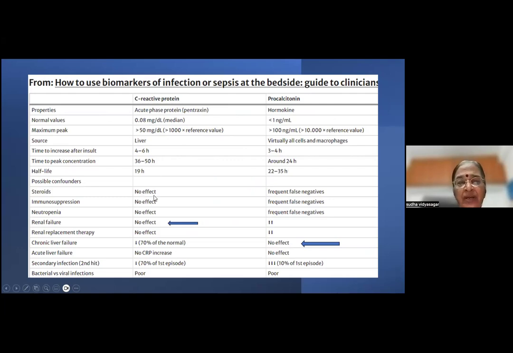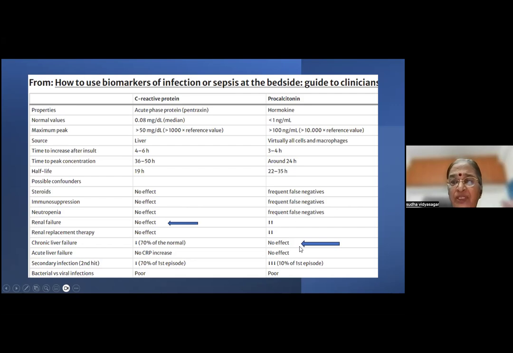And of course, look at most of the other things. Steroids, immunosuppression, neutropenia has no effect on this. Frequent false negatives can come because you're knocking out the host. Renal failure has no effect on CRP, but renal failure has an effect on procal.